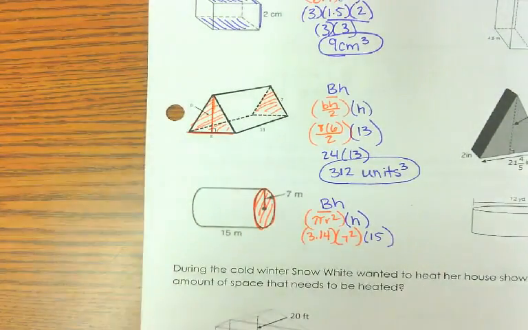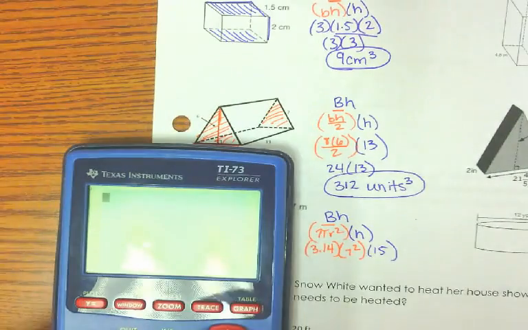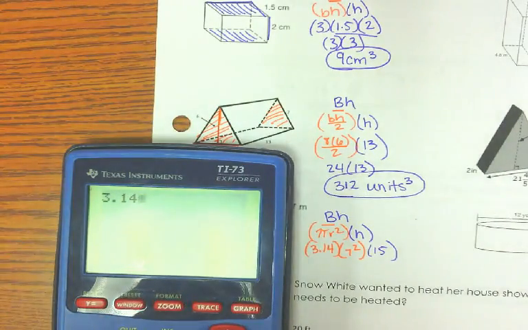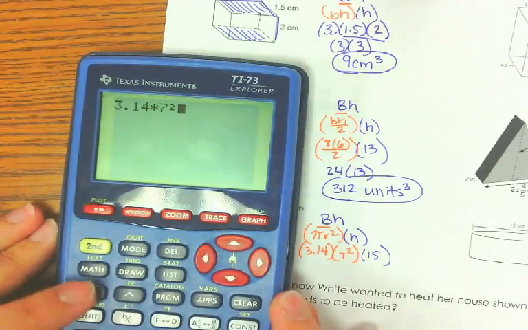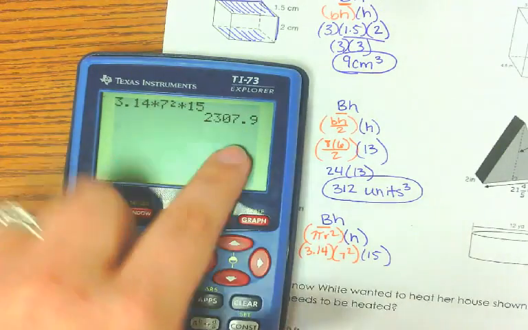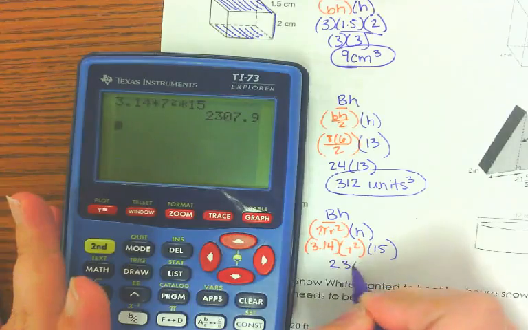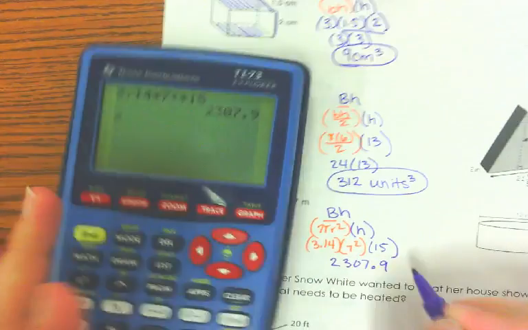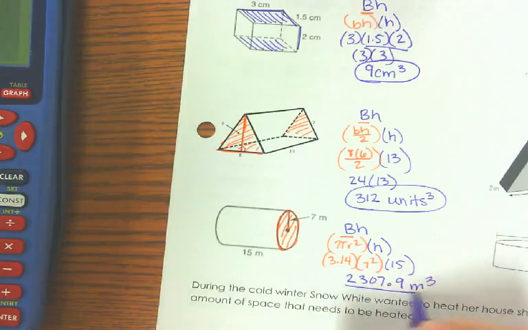You will be allowed to use the calculator for this problem, so I can plug it in. 3.14 times 7, here's your squared button, times 15. So the volume of my cylinder would be 2,307.9 meters cubed.